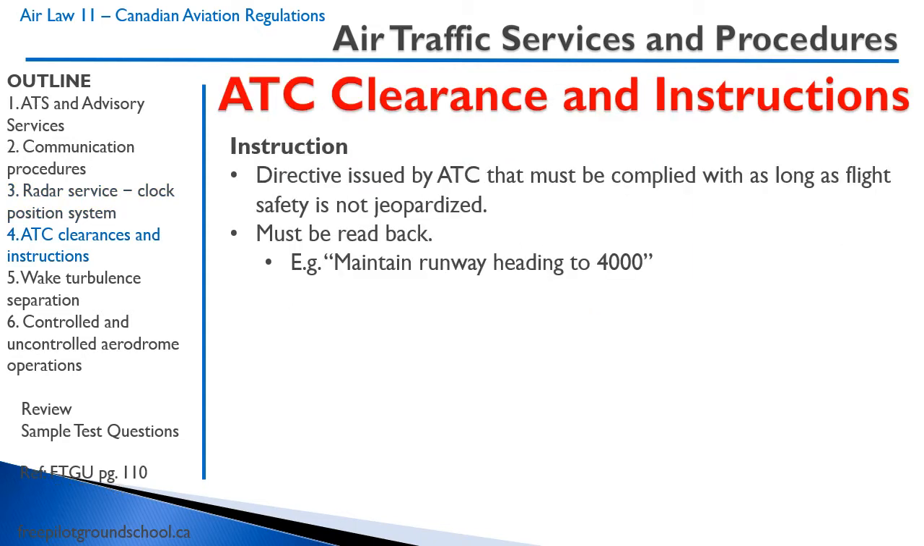Let's talk about ATC clearances and instructions. These are very important that you understand the difference. An instruction is a directive issued by ATC that must be complied with as long as flight safety is not jeopardized. You must read air traffic control instructions back. An example is air traffic control might say, maintain runway heading to 4,000, in which case you would respond, runway heading to 4,000, Alpha Bravo Charlie, whatever your identification is.